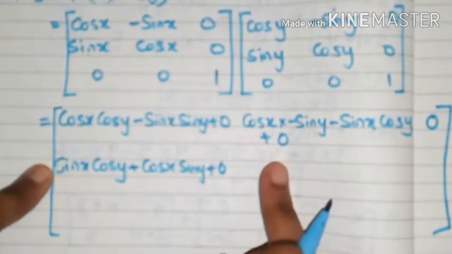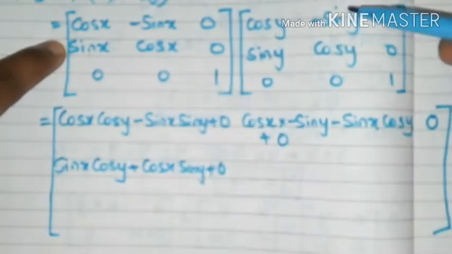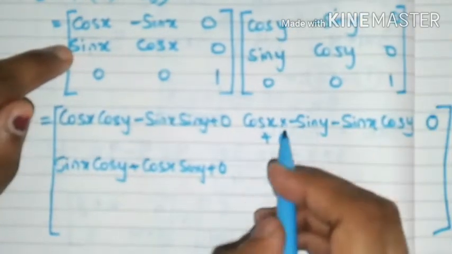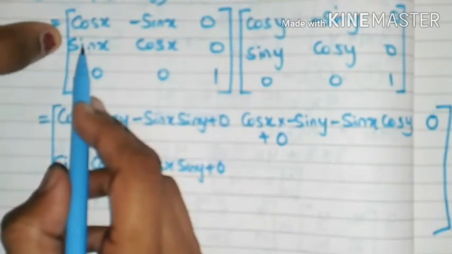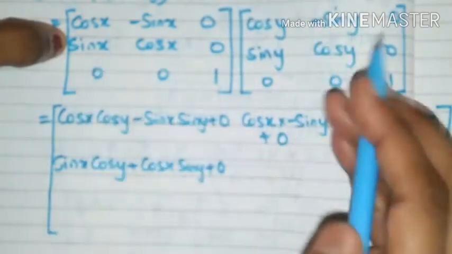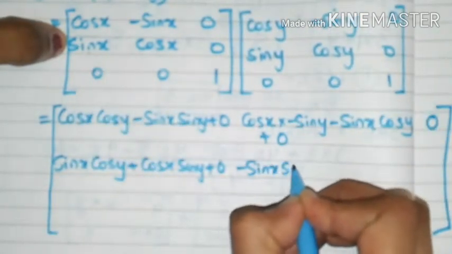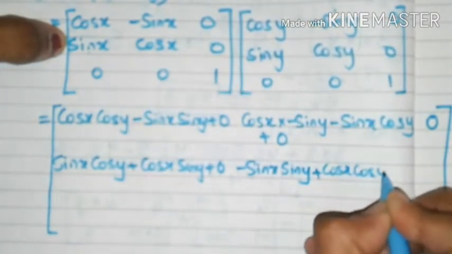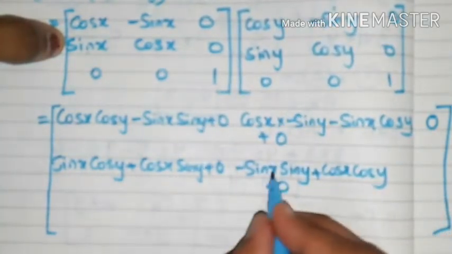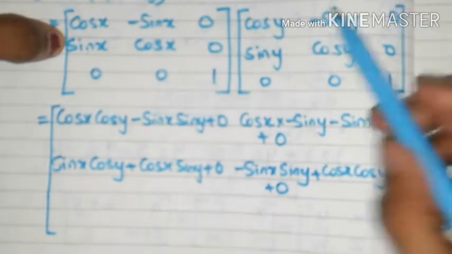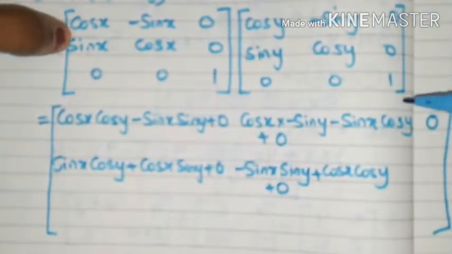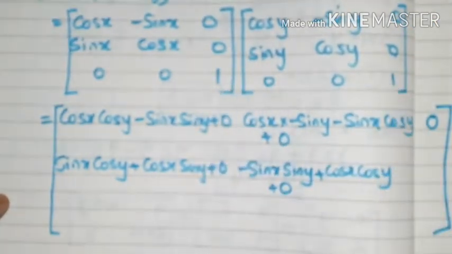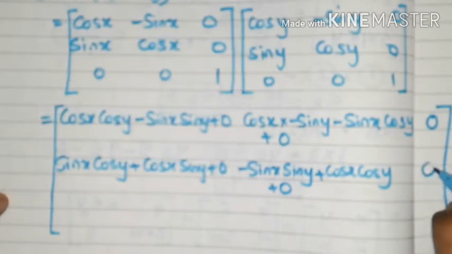Then you will have the second row, second column. So for that I take the second row and the second column. Please be very careful when you are multiplying the corresponding matrix elements. Don't mix it up. So you have to take sin x into minus sin y plus cos x into cos y plus 0. So this will be the second row, second column. Now the second row, third column: sin x into 0 will be 0, cos x into 0 will also be 0, 0 into 1 will also be 0. So this entire matrix element will be 0.